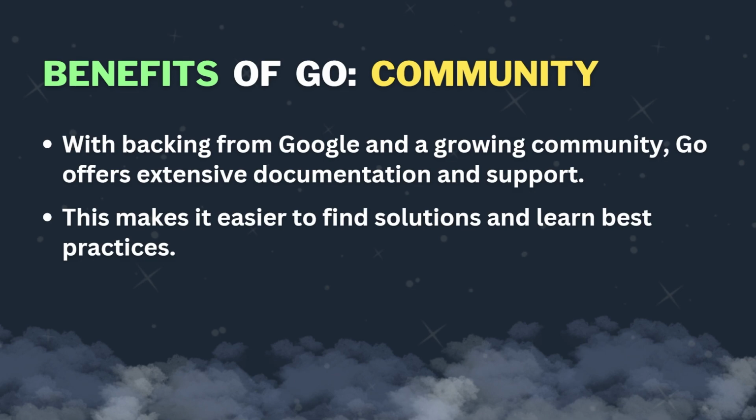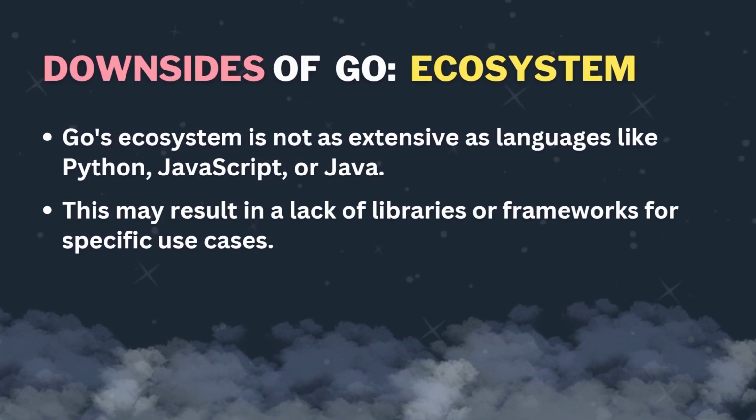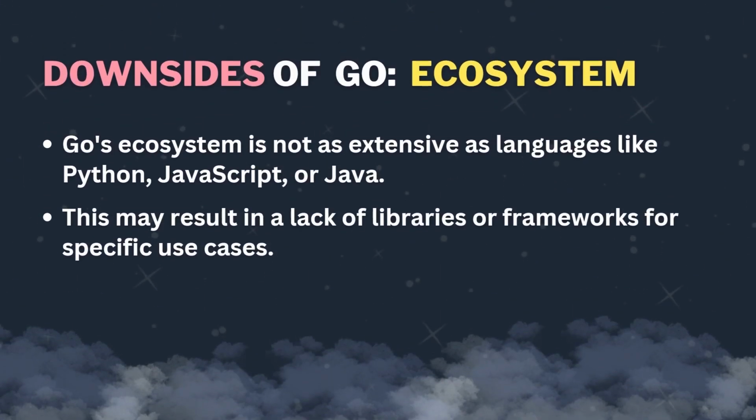Like any programming language, there are bound to be some downsides. Let's go over the most prominent ones. A limited ecosystem. Although growing, Go's ecosystem is not as extensive as languages like Python, JavaScript, or Java. This may result in a lack of libraries or frameworks for specific use cases.